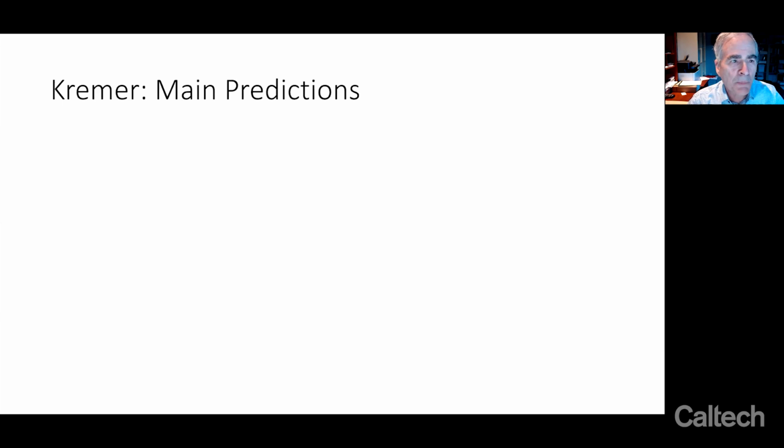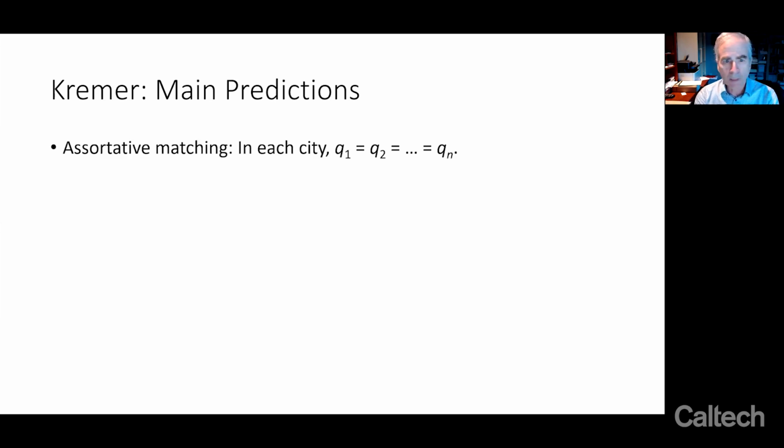So Kremer has a fair number of predictions. The ones that are most relevant for us is that the model predicts assortative matching in equilibrium, which means that each of these cities is going to match the quality of the workers across tasks. You can break this down from the city level to guild or a lower level, and it wouldn't particularly change our analysis.